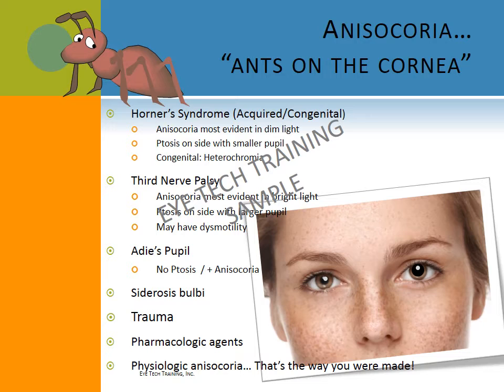An Adie's tonic pupil will have a large anisocoria like the picture here, but they will not have a ptotic lid. If you see an anisocoria and no lid ptosis, you should think Adie's tonic pupil.